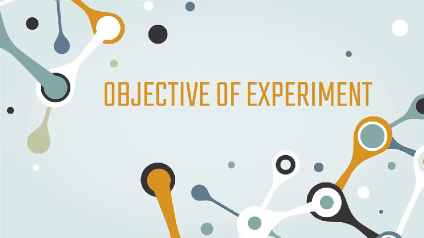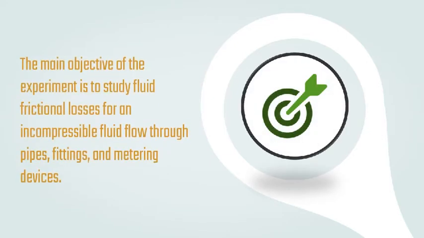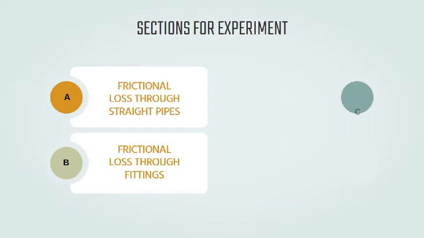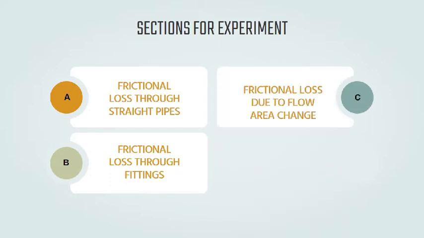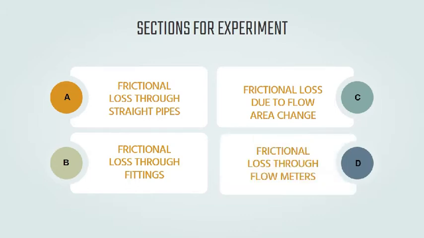So I will continue on the objective for this experiment. Basically the main objective for this experiment is to study the fluid friction losses for an incompressible fluid flow through pipes, fittings and metering devices. As we all know, there are 4 parts in the experiment, which are part A, friction loss in straight pipes, part B, friction loss in fittings, part C, friction loss due to area change, and part D, frictional loss in flow meters.